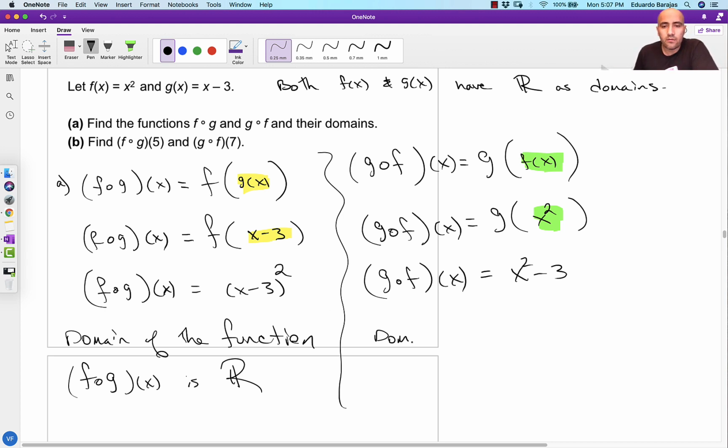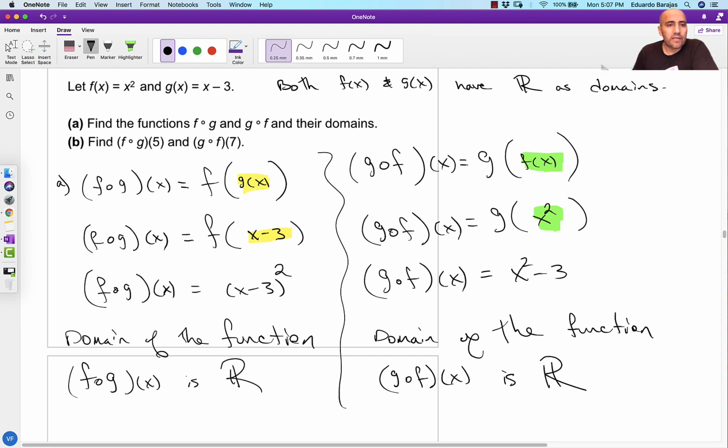So the domain of the function g composed with f of x is all the real numbers. Okay, so that's part A. We found f composed with g, and we found g composed with f. Let me circle them. Here's one of them, and here's the other one.